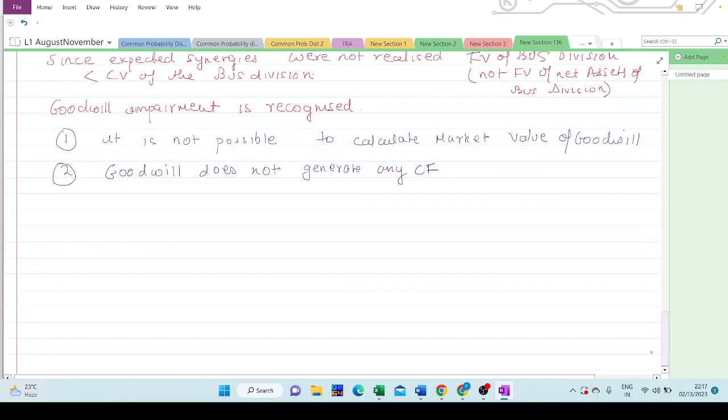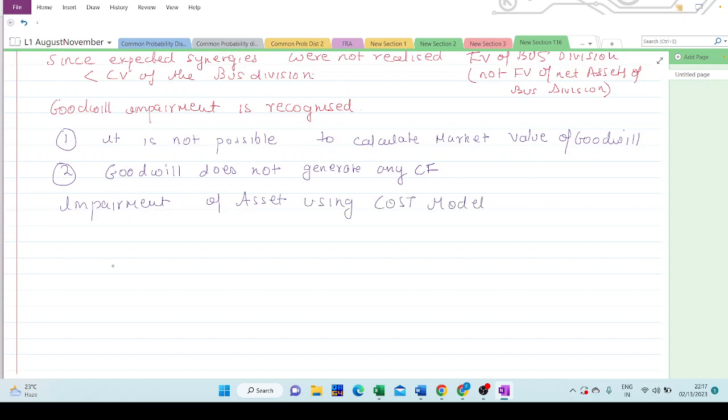Now, do you remember level 1? How did we check for impairment of property, plant and equipment under IFRS? Remember, impairment of asset using cost model in IFRS? Now I will remind you. We said that if the carrying value of the asset was greater than the recoverable value of the asset, we said that the asset, the property, plant, equipment is impaired, right?